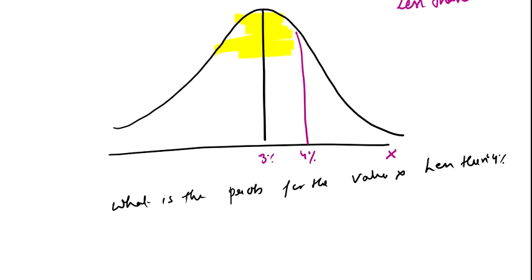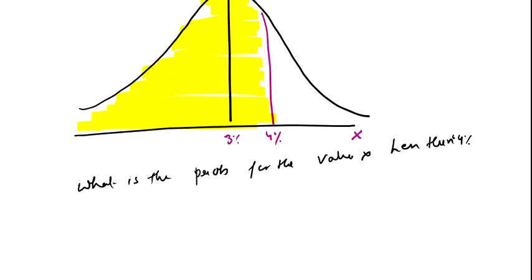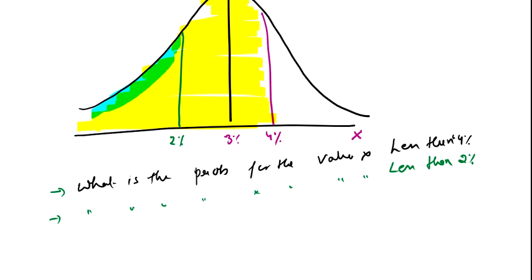So what will it take? It will take all the values towards the left. Means it will give you all the area in the curve towards the left of 4%. Clear? Now there is one more line which is 2%. I will write the next statement. What is the probability for the value x less than 2%? So for this one it will consider all the values towards the left of 2%.